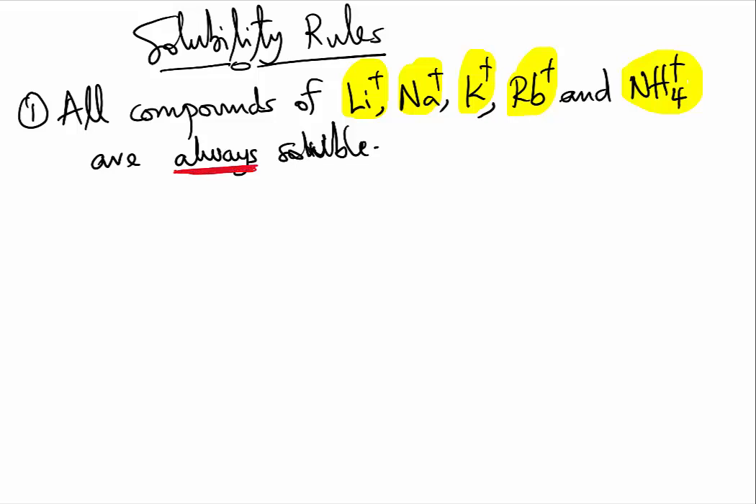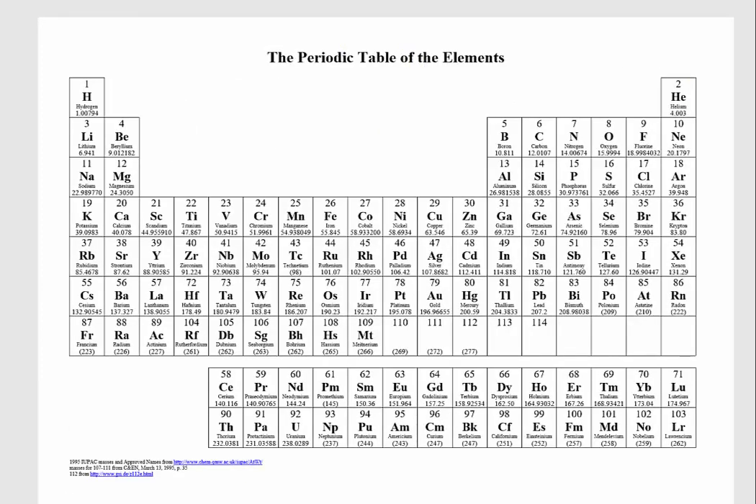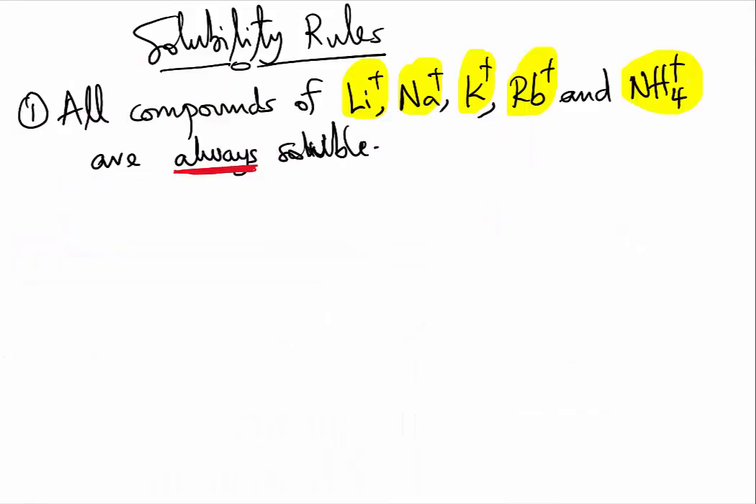Now, if you look at all of these ions properly, something that is common to them is that in the periodic table, they are all from group 1A, except for the ammonium, which is a polyatomic ion. So whenever you see any of these 5 ions in a compound, then the compound will be soluble. But all of these ions are positively charged. What about negatively charged ions that are always soluble?